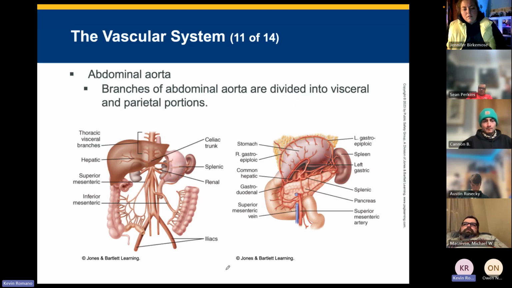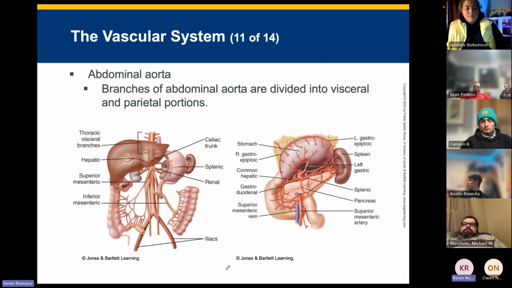So as you can see here, how important it is for the abdominal aorta to come down. And you can kind of see the renal arteries as well, branching off into the kidneys. So the abdominal aorta is divided into visceral and parietal portions. The visceral arteries are subdivided into paired and unpaired arteries. The unpaired branches include the celiac trunk, the superior mesenteric, and the inferior mesenteric arteries.